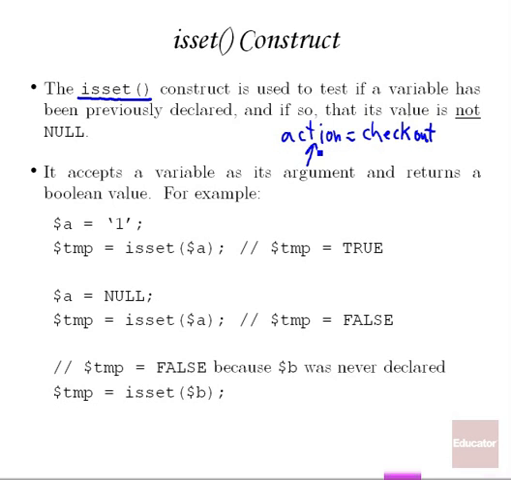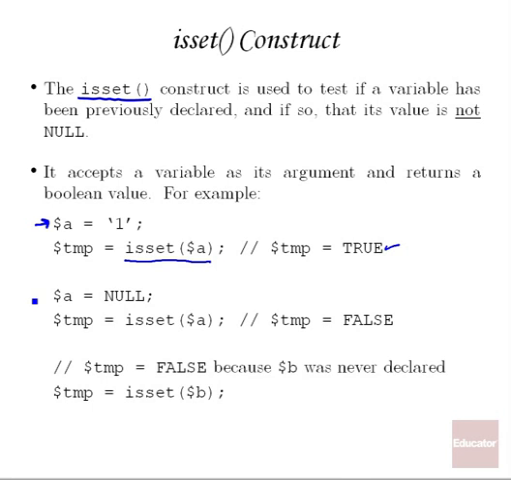And the way isset works is it checks two things. One, it checks if the variable that you pass to it has been previously declared, and also it checks that the value is not null. It accepts a variable as its argument, and it returns a Boolean value of true or false. So for example, if we declare a variable a and set it equal to 1, and then we run the isset construct on the variable a, temp is going to be set to true. The reason for that is because a has been both declared and its value is not equal to null.